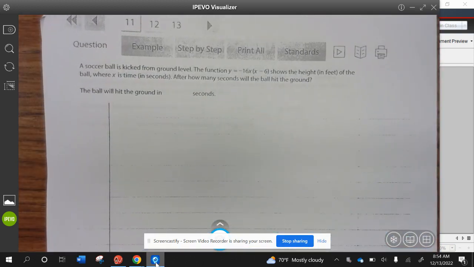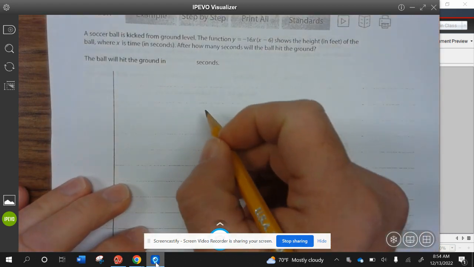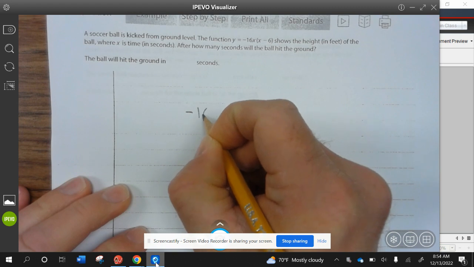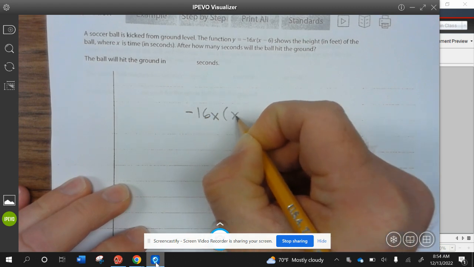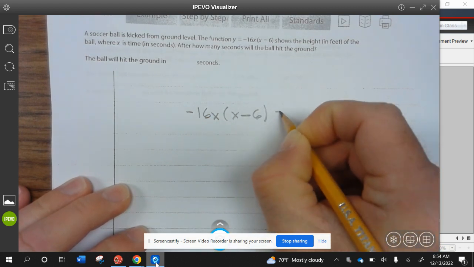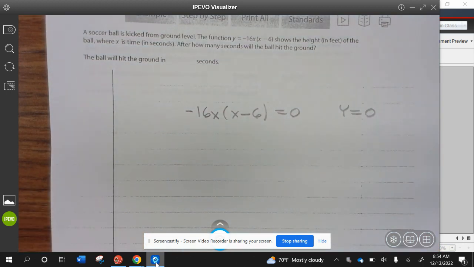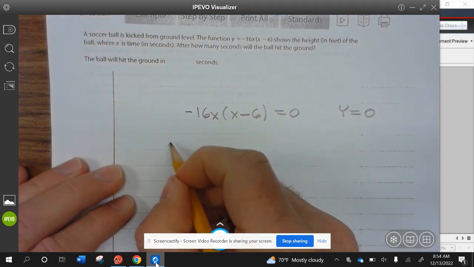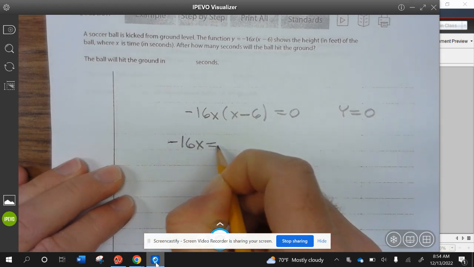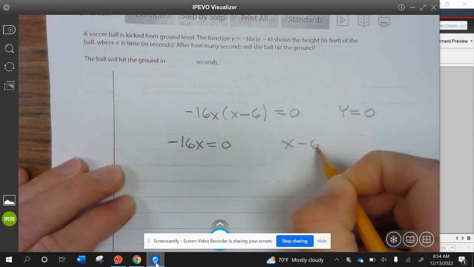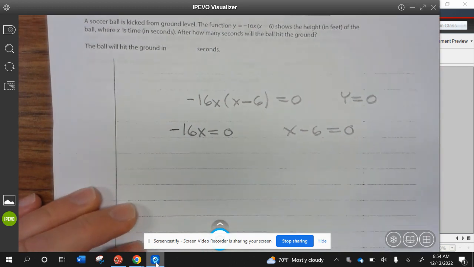All right, a soccer ball is kicked from the ground level. The function y equals -16x, parentheses x minus 6 shows the height in feet of the ball, where x is time in seconds. After how many seconds will the ball hit the ground? So to find out when it hits the ground, we're going to set -16x, parentheses x minus 6 equal to 0. That means y equals 0, and that's your height. Okay, your height is 0. So we set -16x equal to 0 and x minus 6 equal to 0.